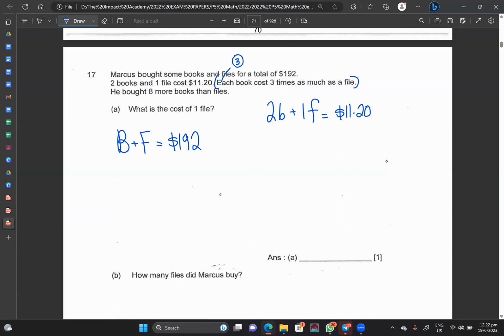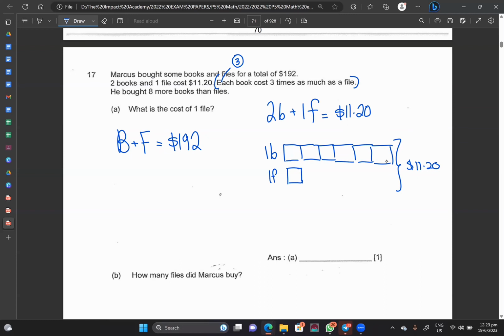All right, it says that each book costs 3 times as much as a file. So we write down one book costs 3 times, 1, 2, 3, as you can see over here. And one file is just this much. Since I have 2 books, I'm going to increase it to 6 units, because one book equals 3 units, so 2 books equal 6 units, and the file remains as that. And over here, I know that this is $11.20.